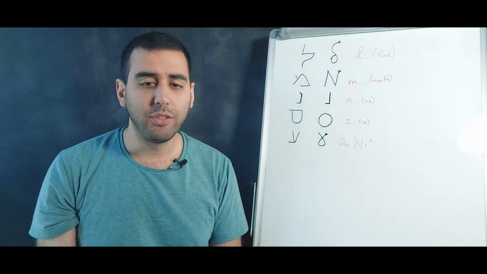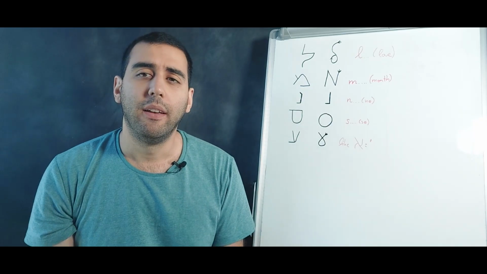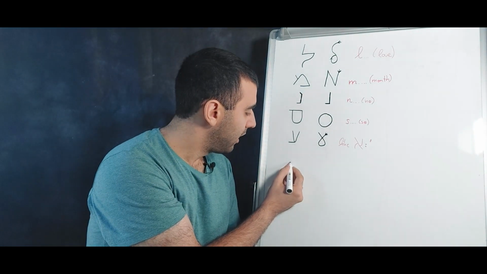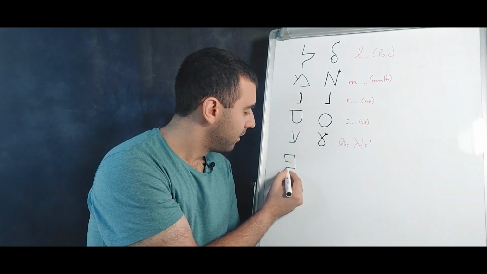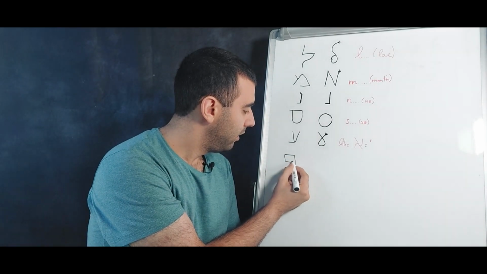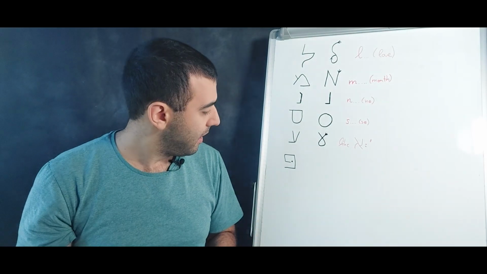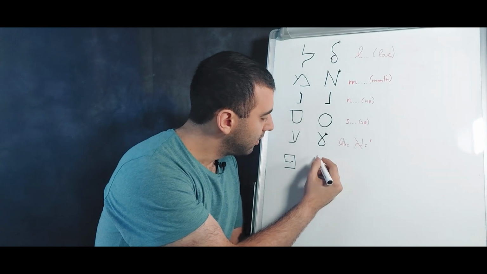The next consonant I will take a look at is P. It's written like that, with a point in the middle. P. Okay, P. And in written form, it looks like that.